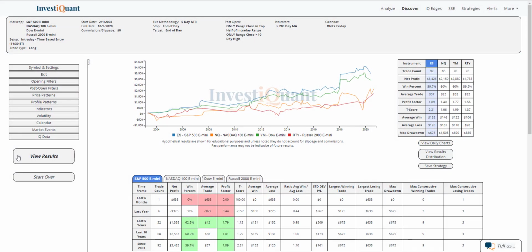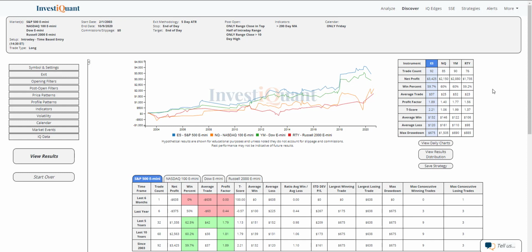And here we go. These are the results of going long at 2:30 p.m. Eastern Time on a Friday when you're trading at a 10-day high and you're trading in the top half of the intraday range. This is happening while above a 200-day moving average. Historically, we've got 92 samples in the S&P, 85 in the NASDAQ, 90 in the Dow, and 76 in the Russell, dating back to 2003 for our start date on this test.